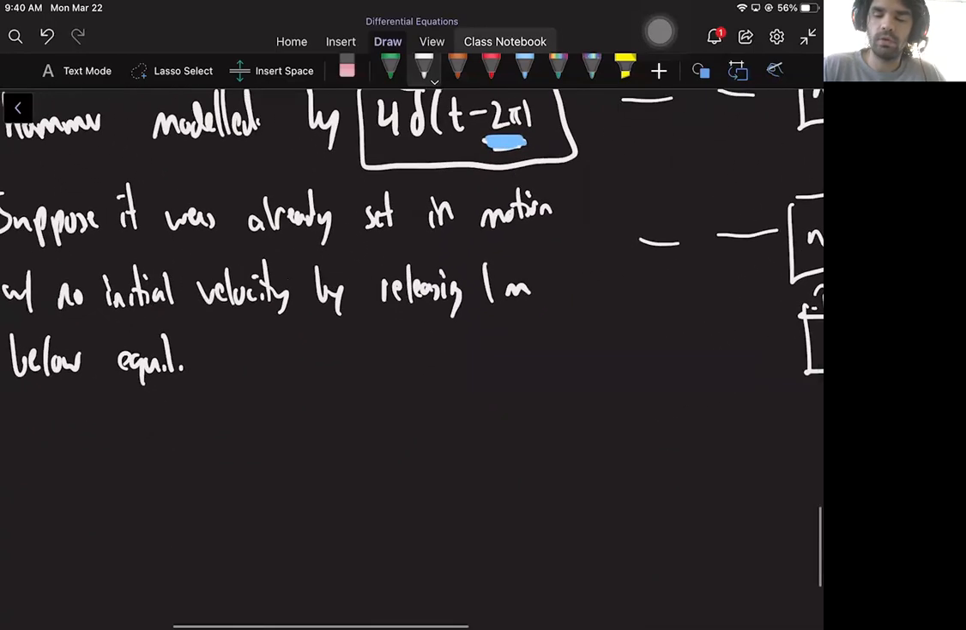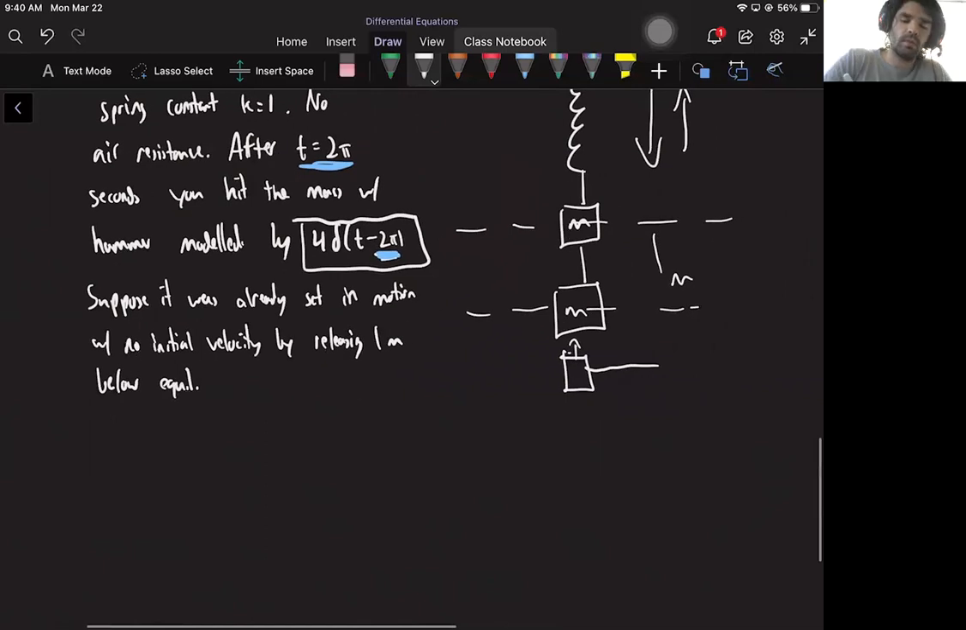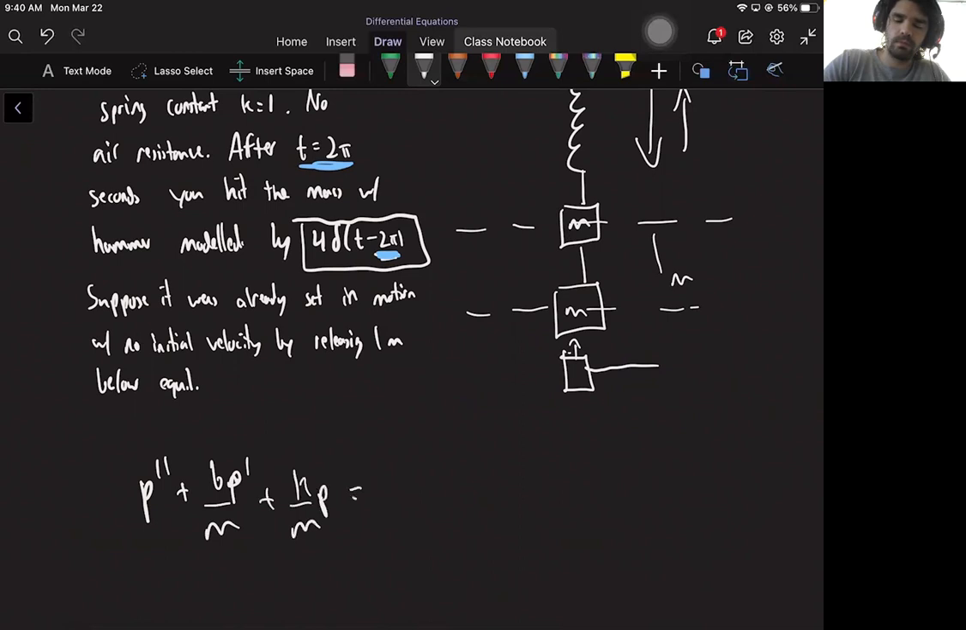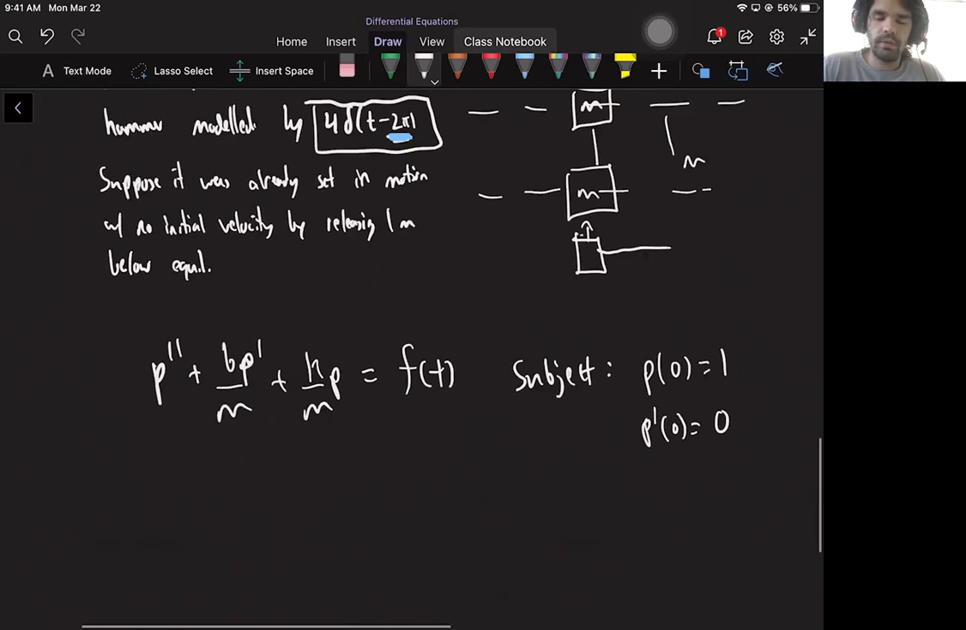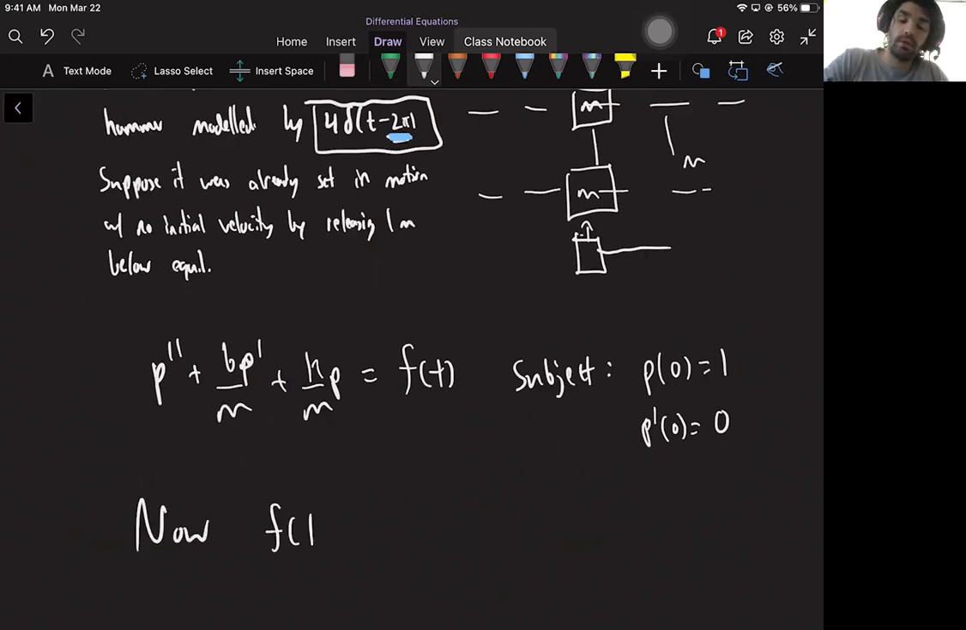Okay, so what's the differential equation? Well, it's still a spring problem. So it's still this thing. And we have initial conditions which set it in motion. So in this case, we have p of 0 equals 1 because I release it 1 meter below and I don't give it any initial velocity. So this is 0. But now the external force is nothing. There's no external force besides this Dirac delta function. So we're going to stick that there.